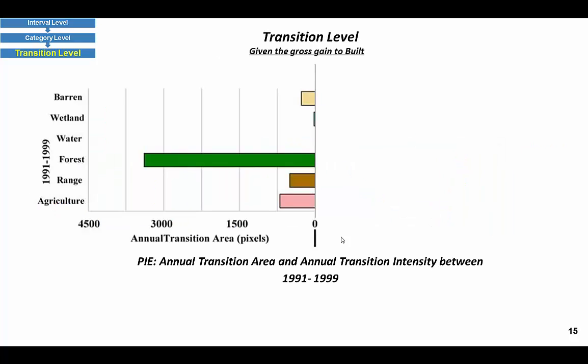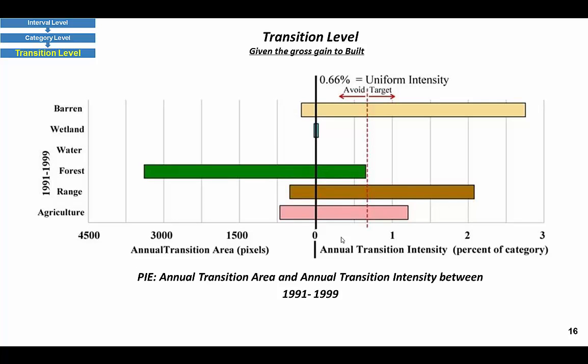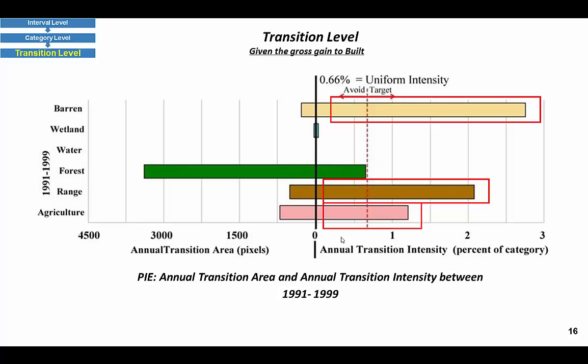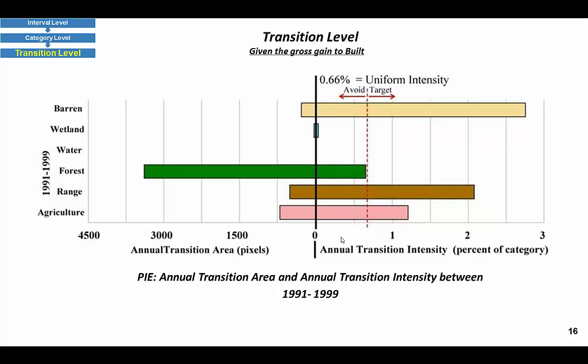These bars show the size of the transition from each category to build. The dashed line is a uniform intensity line. The forest bar on the right stops short of the uniform line. Therefore, build actually avoids forest. The bars for the agricultural, range, and barren extend beyond the uniform line. Therefore, build targets those categories. This is evidence that build's gain targets agriculture and avoids forest.